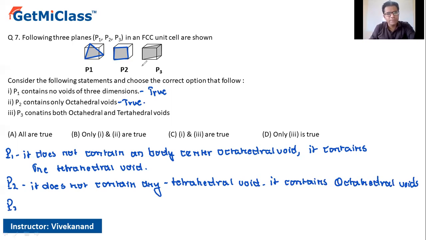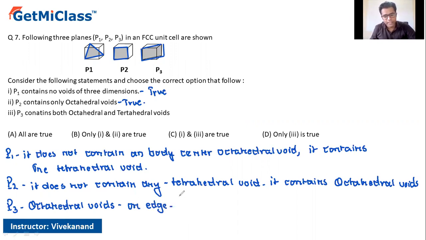Now when we observe the condition number P3, what we see is that the plane passes through the center, just like a diagonal. So when it is passing through the diagonal, there are conditions wherein the octahedral voids are present on the edges. So here the octahedral voids are present on the edge.